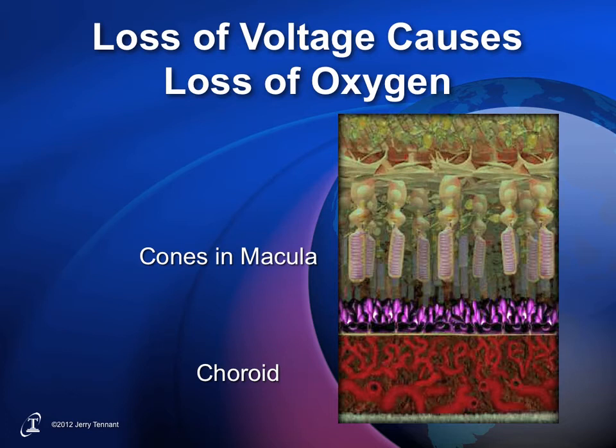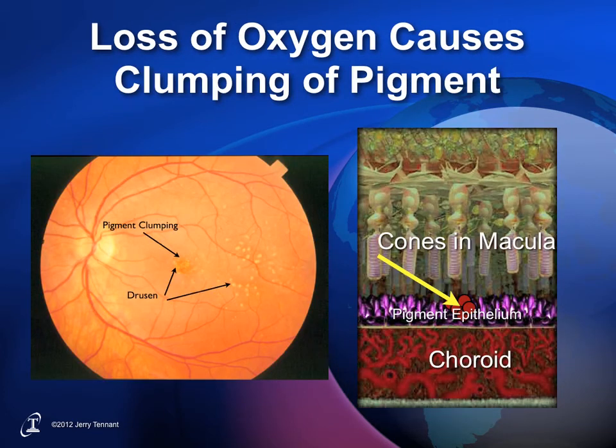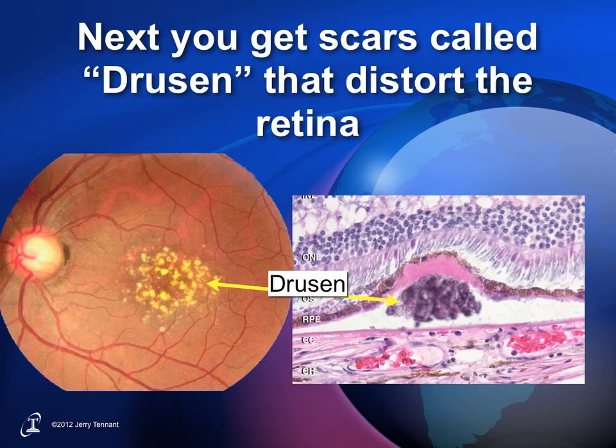In this image, you see again the cones and the choroid. As oxygen levels begin to drop, when voltage drops, you begin to get clumping of the pigment epithelium in the epithelial layer, as you see in this diagram. And if you just simply look at the retina, you begin to see these little brown dots that are clumped pigment cells. The next thing you get are scars.